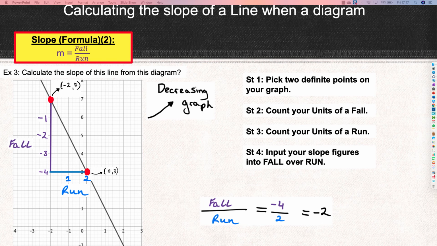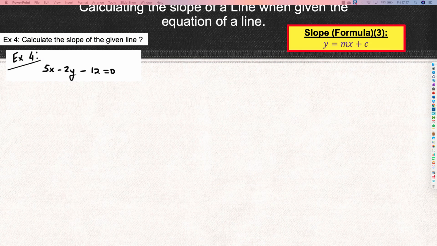The third and final way you can be asked slope is the following. We're given the following line: 5x minus 2y minus 12. And that's the equation of the line. We're going to get that next week. But I'm just going to do slope. I'm going to get slope out of the first one. So we're going to deal with how to get the equation of the line next week. But for this week, we're given this. This is called the equation of the line. And we have to try to get the slope out.